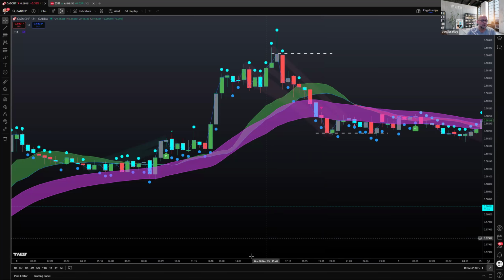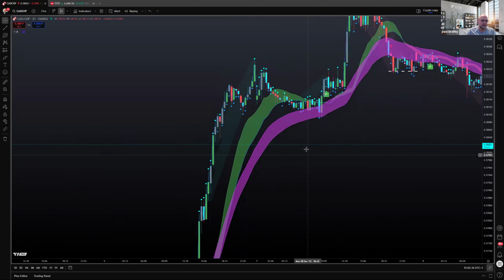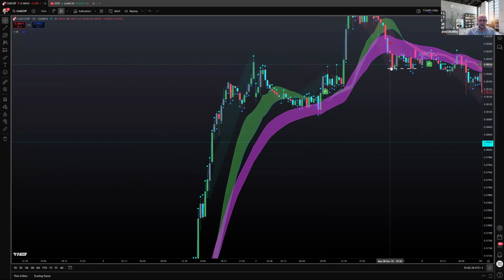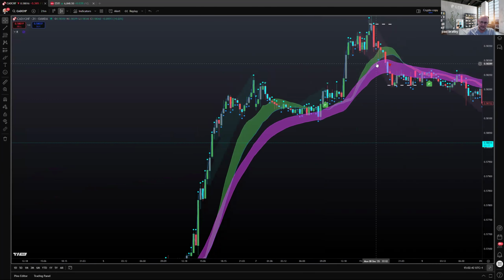And again, with the EMA cloud, it is your last ditch. It closes below the EMA cloud for the first time. You've missed that. Got to get out.